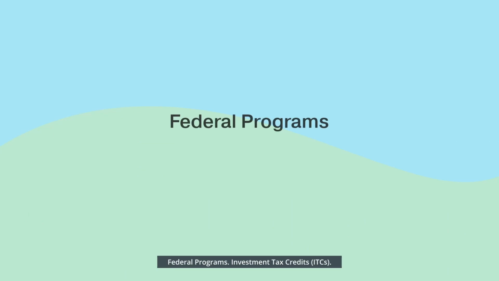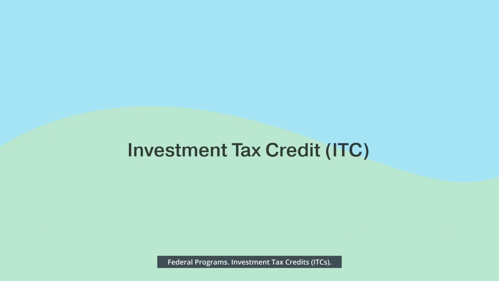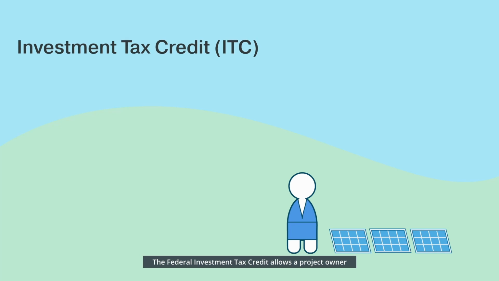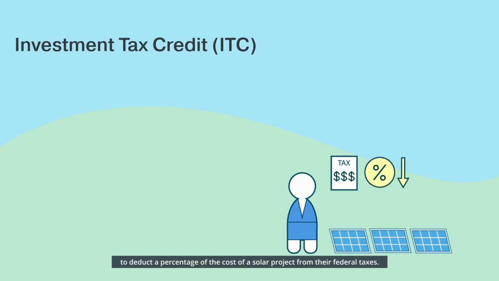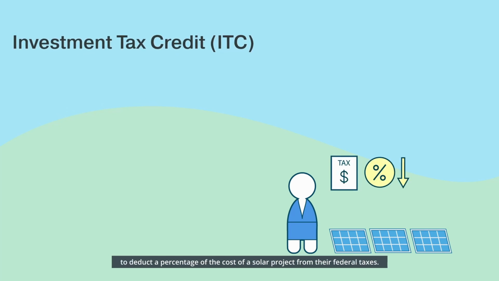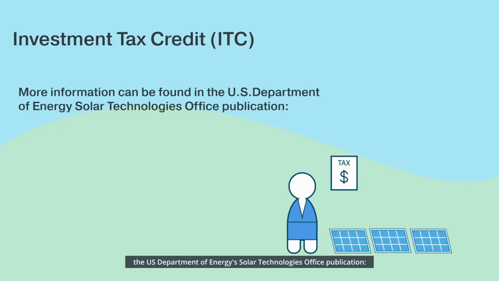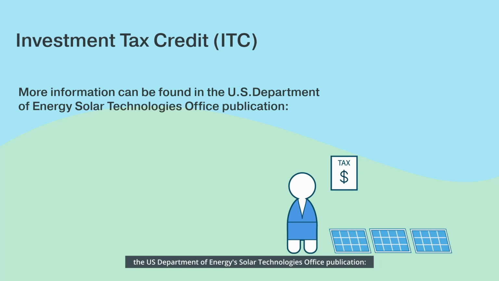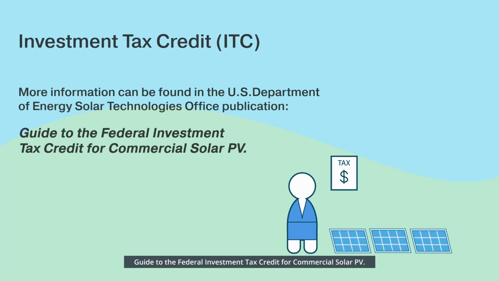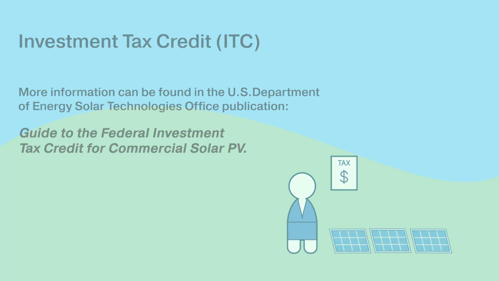Federal programs. Investment tax credits, or ITCs. The Federal Investment Tax Credit allows a project owner to deduct a percentage of the cost of a solar project from their federal taxes. More information can be found at the U.S. Department of Energy's Solar Technologies Office publication, Guide to the Federal Investment Tax Credit for Commercial Solar PV.